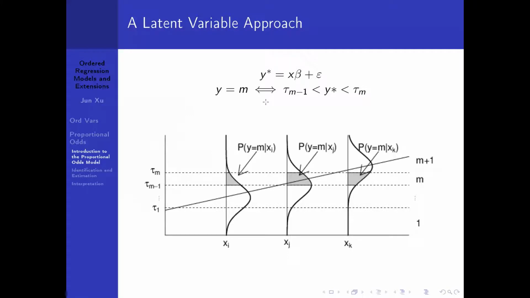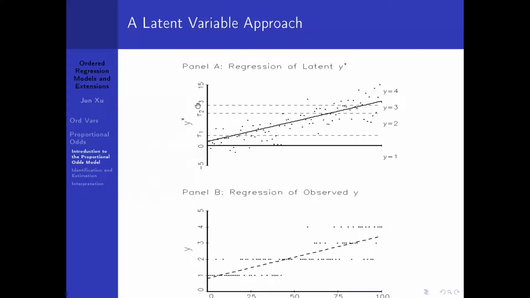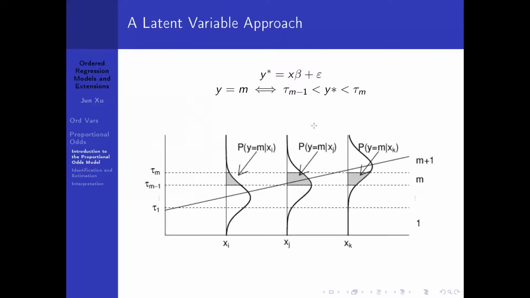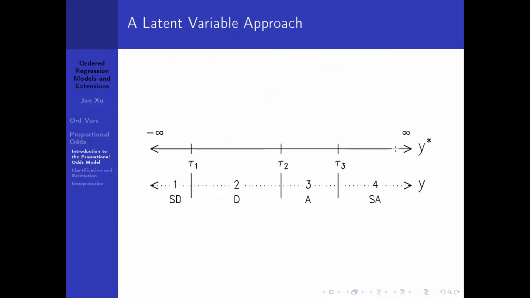Okay? And to do a little bit of translation, basically, what we say is that we have this structural equation, y star, right? Y star here and x here. And without loss of generality, we can assume y star is equal to x beta plus epsilon. And we see y equal to m, that is observed y equal to m, when y star is between tau m minus 1 and tau m. So if y equal to 2, then y star is between tau 1 and tau 2. And if we flip back, we will see that, right? When y is equal to 2, y star is between tau 1 and tau 2. Okay?